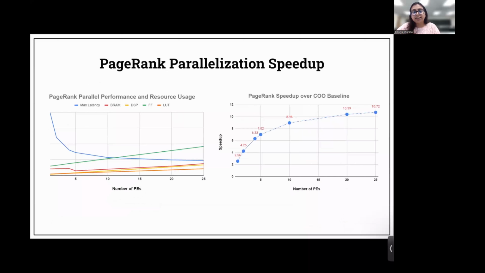These are the results of running the PageRank algorithm with the parallelized version of the SpMV kernel. As seen before, the maximum latency decreases as the number of PEs increases while the resource usage goes up linearly. At large numbers of PEs, we see a saturation in max latency, giving us Pareto optimality between resource usage and performance improvement. The speedup graph, on the other hand, changes from being linear to being logarithmic, since the optimized kernel is now only a part of the complete program. Again, we see a saturation in the speedup with a maximum speedup of about 10.72x.